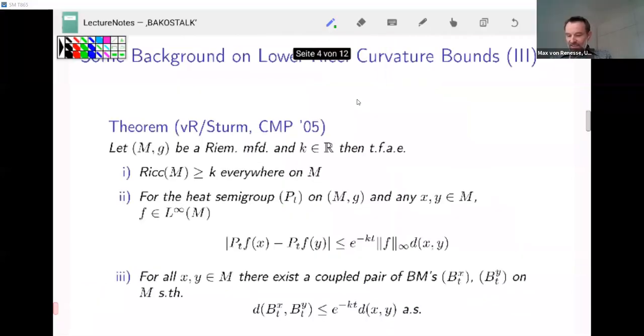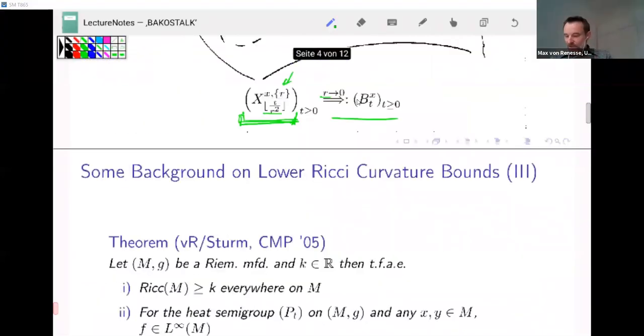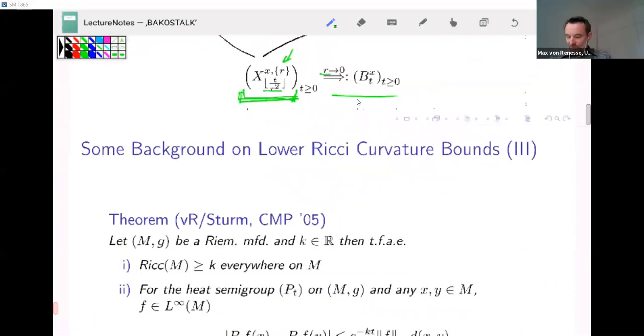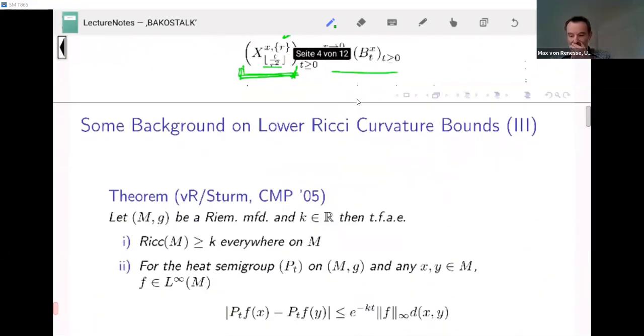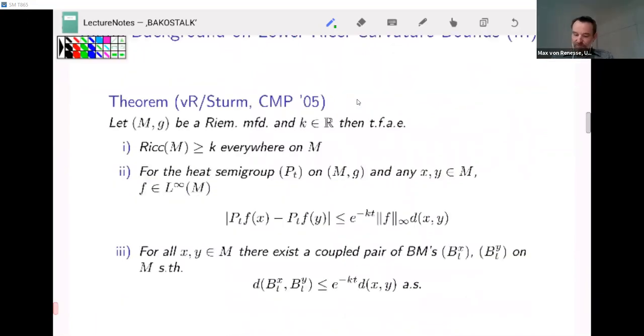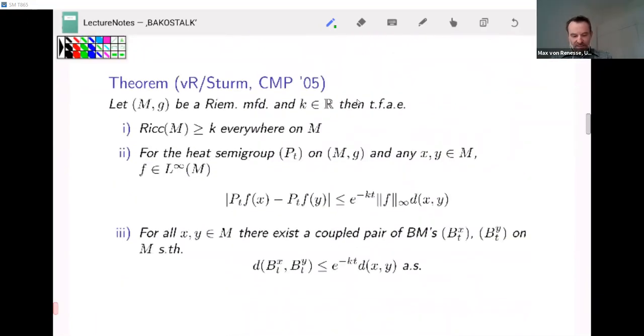So the next theorem is something that I proved at the end of my PhD thesis a long time ago with my PhD advisor Theo Sturm, and it makes a very direct connection between the curvature of the Riemannian manifold and the behavior of the Brownian motion. Namely, the following is equivalent. Suppose you have a Riemannian manifold of arbitrary dimension, and you fix a real number k, then the following statements are equivalent.